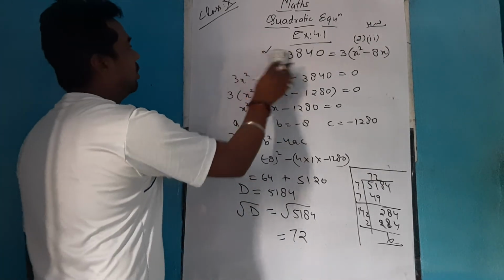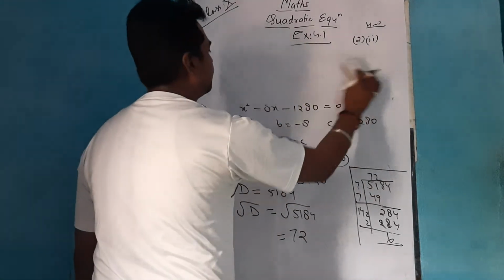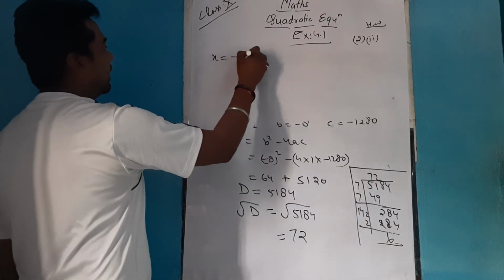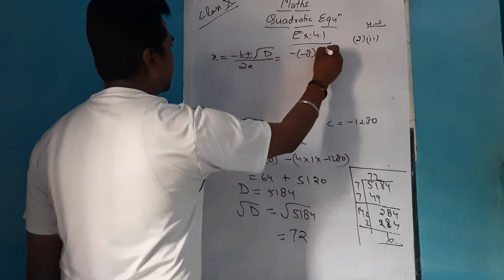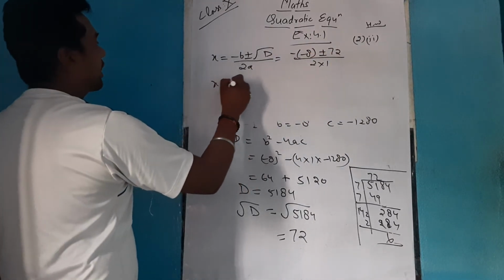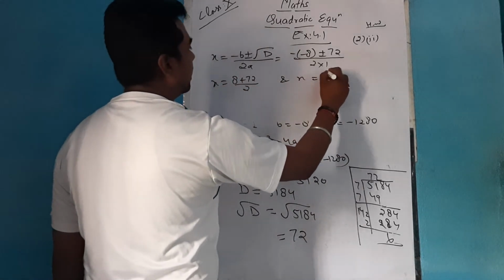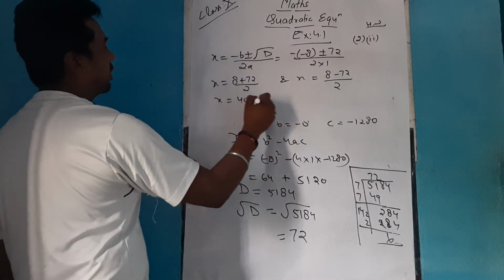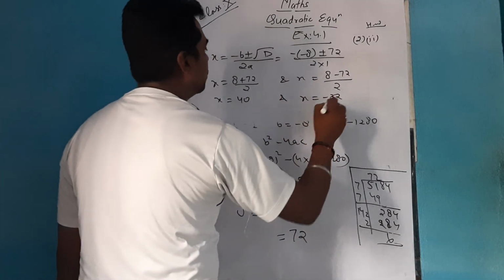Now we will put the value of x. So x is given as minus b plus minus square root of d by 2a, that becomes minus of minus 8 plus minus 72 by 2 into 1. So the value of x becomes 8 plus 72 by 2, and x equals 8 minus 72 by 2. So from here the value of x is 40 and from here the value of x is minus 32.